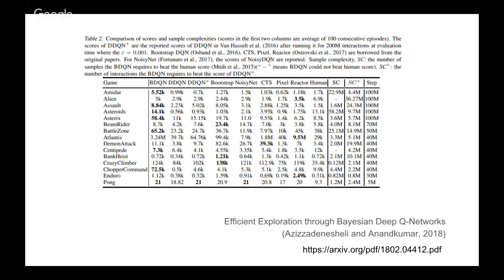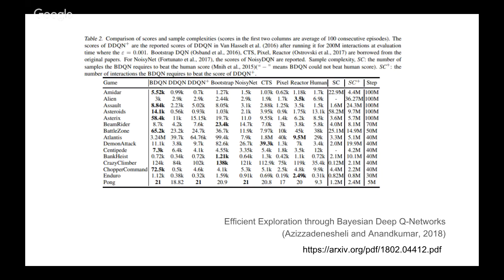So in the paper, I think the main proposition is that this is going to be more efficient. That's why the results are cut off at the number of steps they would take to reach the same results as another implementation. They say that this is the number of samples that BDQN requires to beat the human score, and we can see that it is significantly less than these steps.